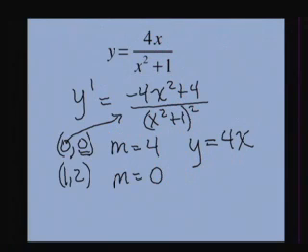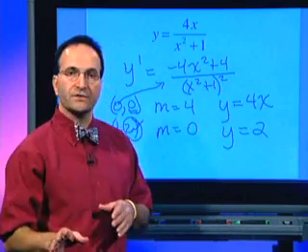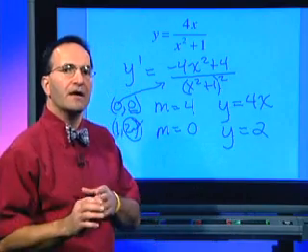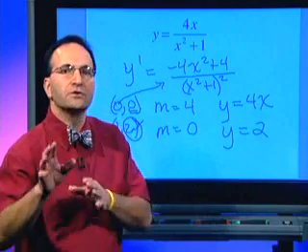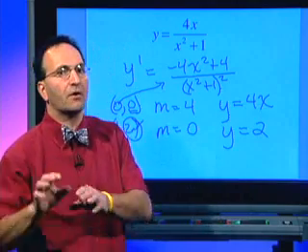The y-intercept for this is, of course, going to be 2, because if the slope is 0, it's a line parallel to the x-axis, in other words, horizontal, and it has to go through the point (1, 2). So my equation is y equals 2. So those are the two tangents that we calculated against Newton's serpentine at the points (0, 0) and (1, 2).